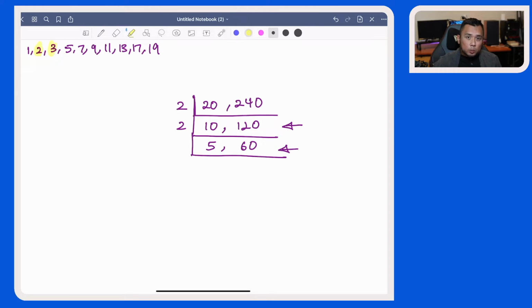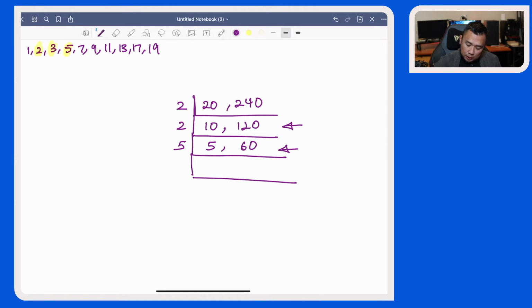So in this case here, we will not be able to use 3 because we want both these numbers to be able to be divided by the prime number. So let's move on now to the next prime number, which is the number 5. Now with the number 5, you can see that number 5 can be divided by both 5 and 60. So we can actually use number 5 and then include that here.